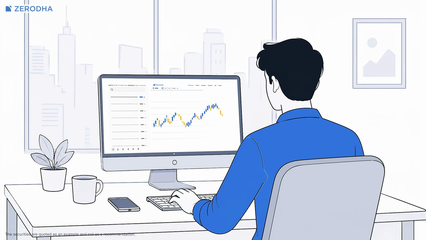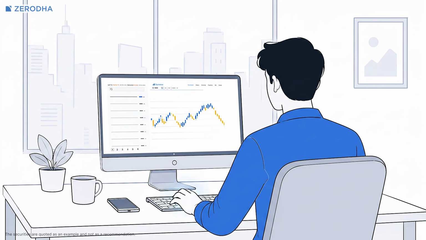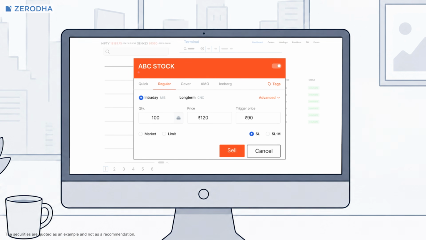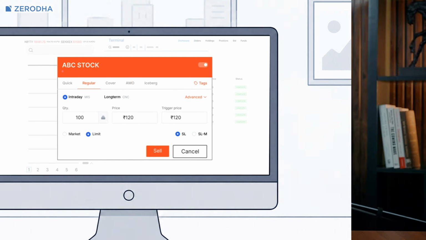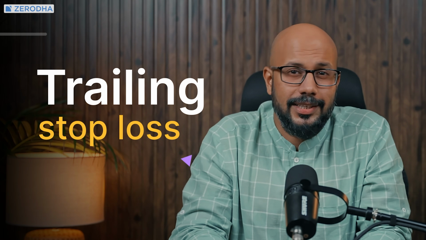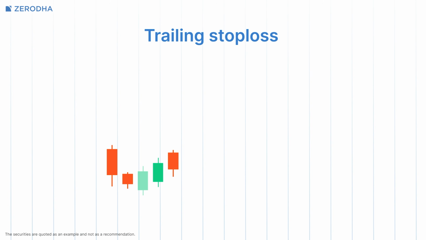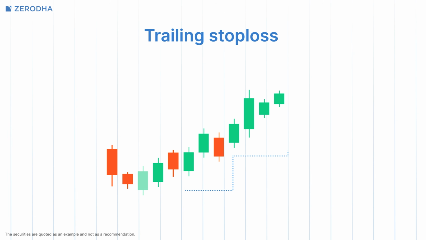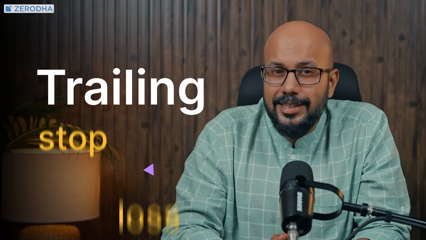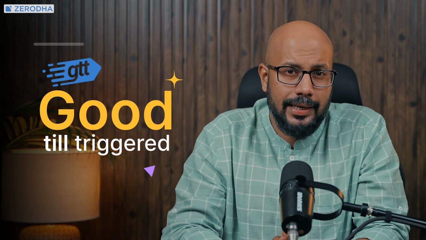You can protect more of the gain by moving the stop loss up as the price rises, but doing this manually means tracking the trade closely and repeatedly deciding when and how far to adjust it. Now, this is where a trailing stop loss or TSL comes to your rescue. A trailing stop loss or TSL automates this process. It moves the stop loss trigger as the market moves in your favor and keeps it at the last adjusted level if the market reverses. TSL is now available for good till triggered or GTT orders on the Kite app as well.